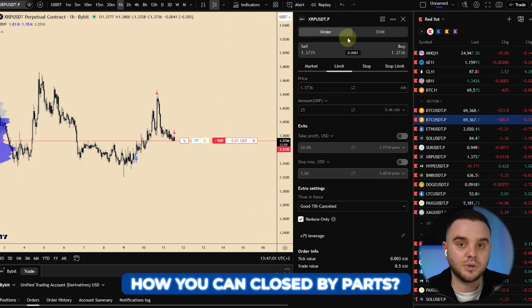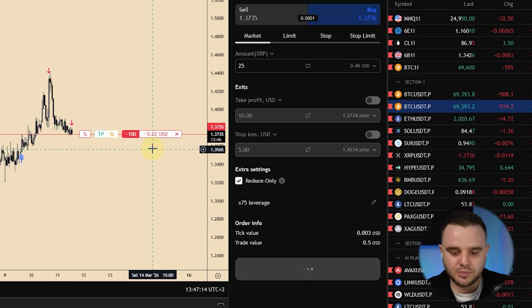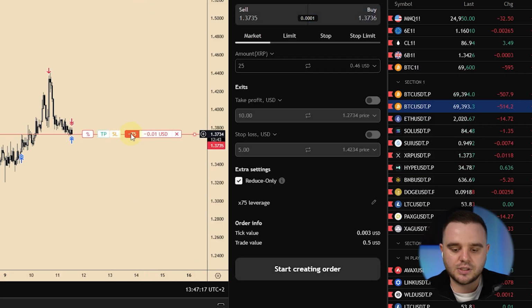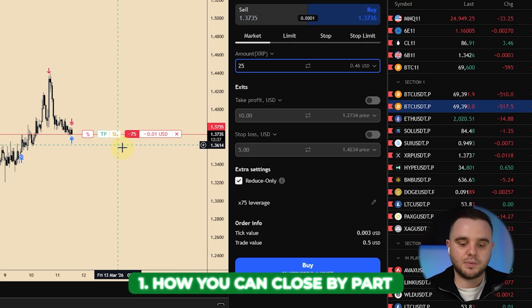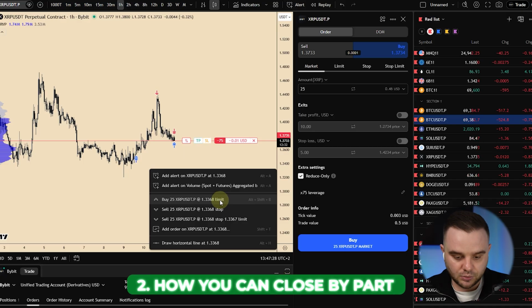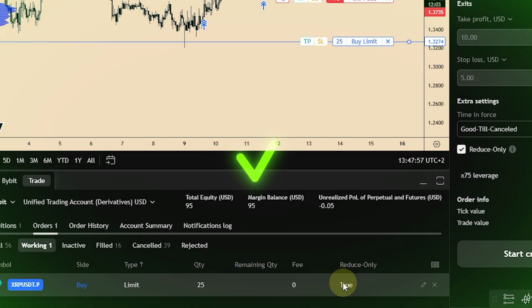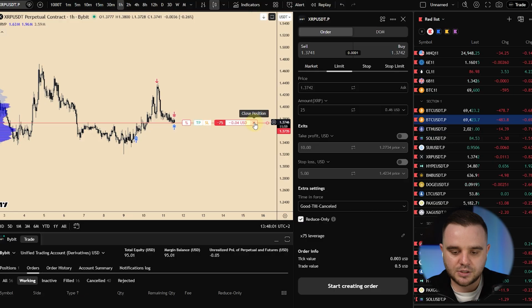How can you close it by parts? It's really simple. You go to a market order and you choose reduce only. If you have a short position, you simply can buy back 25 contracts and you can see we reduced the amount of the position. It is the first option for closing by part. And the second option, of course, is to set up a limit order with reduce only. When we switch to limit, it automatically creates this one. And here, as you can see, buy limit, reduce only. After that, we can close the entire position by simply using this button.